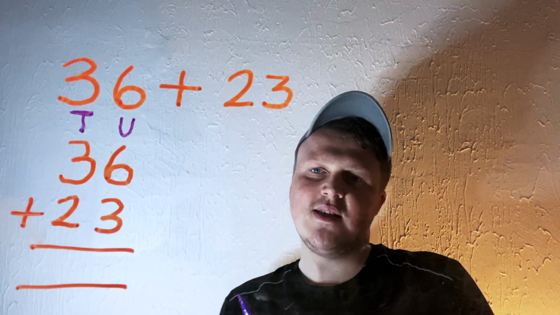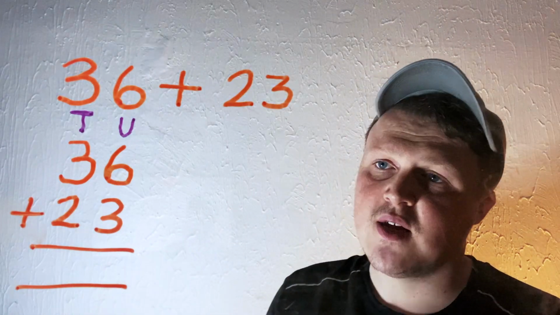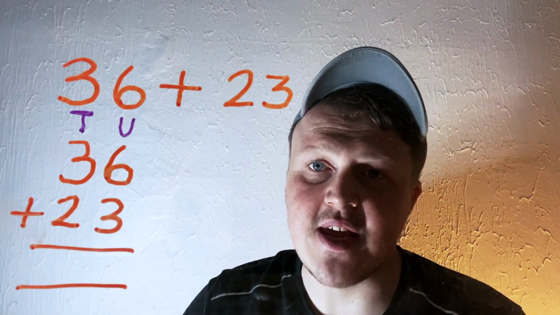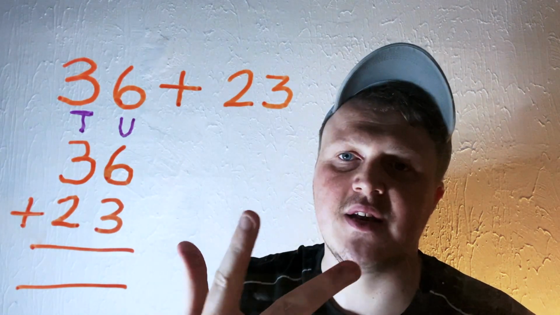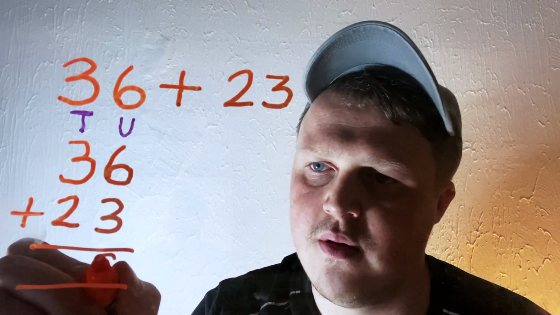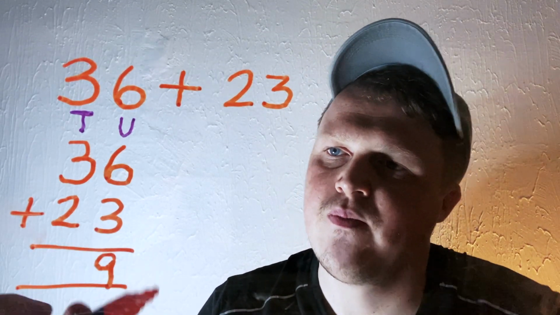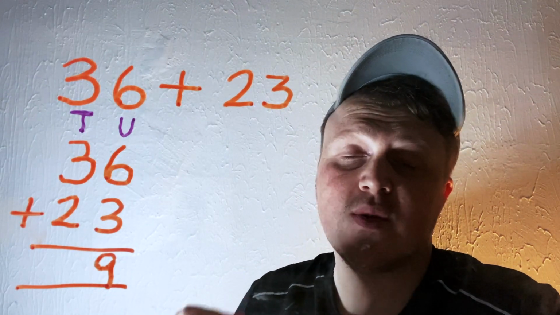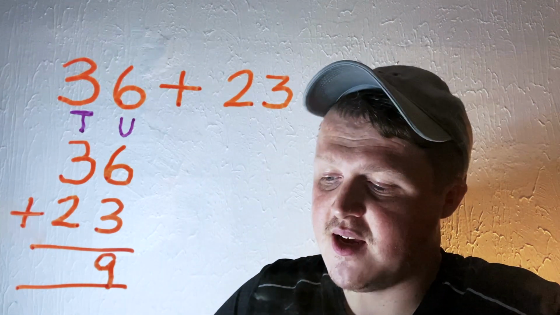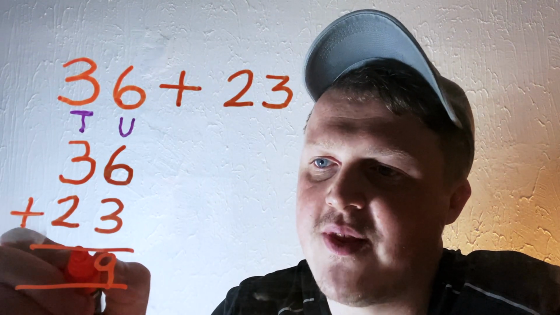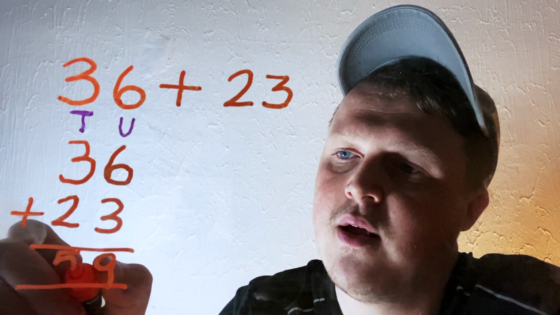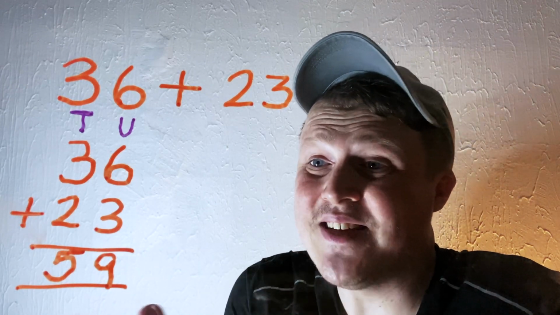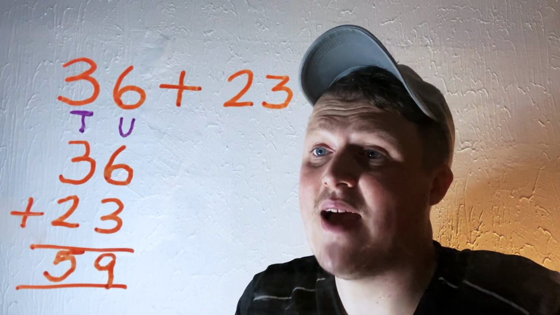Brilliant. So let's start with the units. Always start with the smallest numbers first. So 6 add 3, 6, 7, 8, 9, counting up. 3 add 2, or 30 add 20. So it's 30, 40, 50. But we don't write the number 50, we just write the number 5. There. I'm sure you can do a better 5 than that. So that is how we use the column method to add our numbers together.